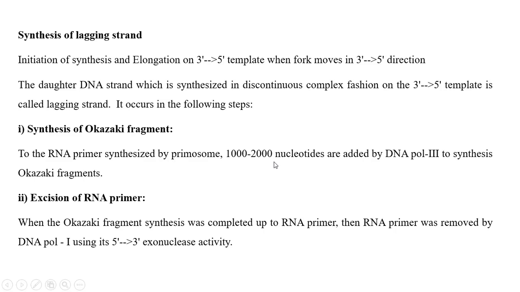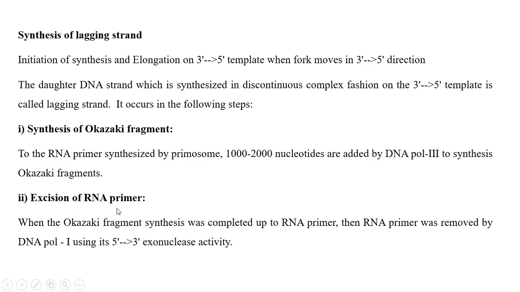1000 to 2000 nucleotides are added by the DNA polymerase 3. In both leading strand and lagging strand, DNA polymerase 3 adds a complementary base pair to the parental strand. The leading strand is a continuous strand, the lagging strand is a discontinuous strand. It is called the Okazaki fragment. That is because the leading strand moves along with the helicase. In the lagging strand it is opposite to helicase activity. That is the reason.